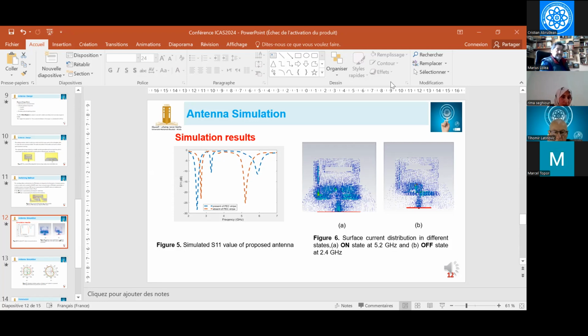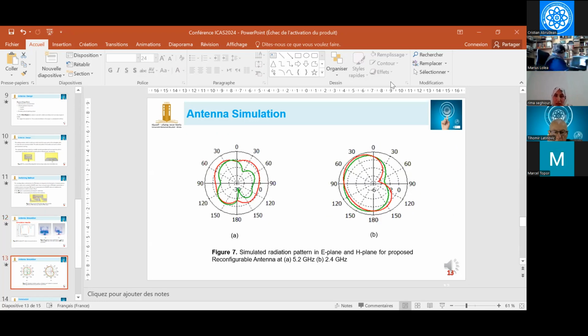We show the result of the radiation pattern in the E-plane and H-plane for the proposed reconfigurable antenna. The radiation pattern is shown, indicating an omnidirectional radiation pattern for the two cases.